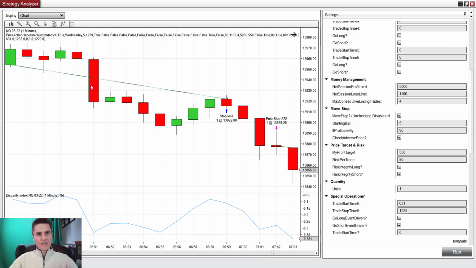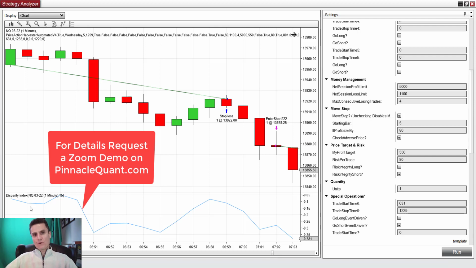You'll notice that big green line. That means we won. So it was a winning trade. But it says stop loss, right? Remember, it's move stop. I moved the original stop that you had. I moved it and placed it to where it is. And I can explain that as to exactly how I do it in a Zoom demo if anybody's interested.